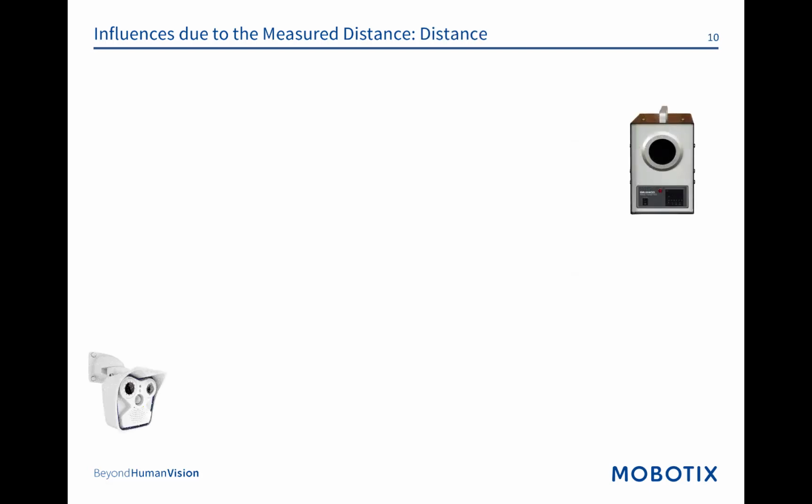Okay, so now let's talk about the influence that is coming from the distance. The influence we have seen before was the influence coming from the weather, or actually from the medium. So what is the air, and the humidity in the air, and maybe also from smoke, some other particles. And now let's talk about the distance itself.